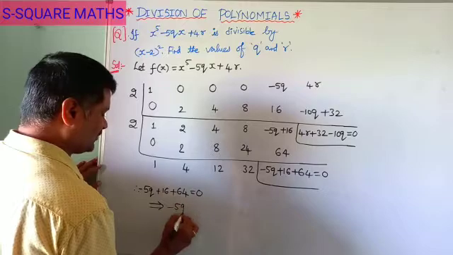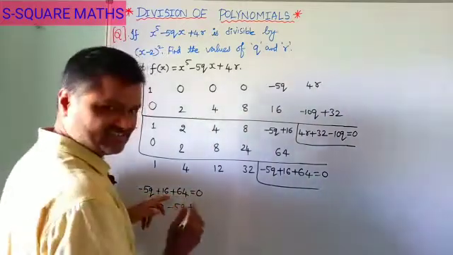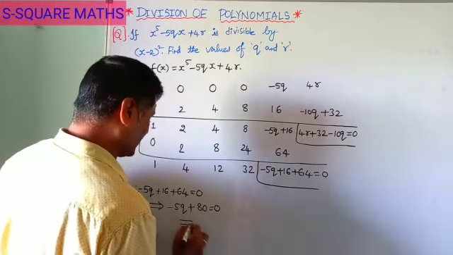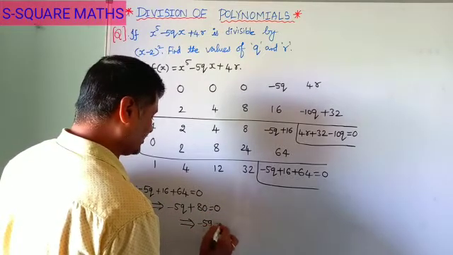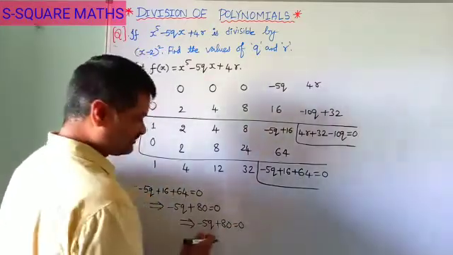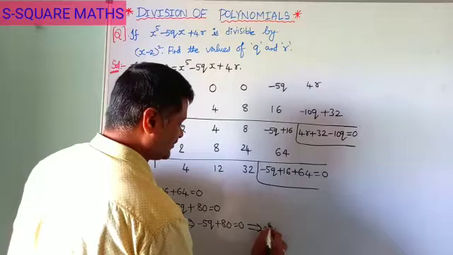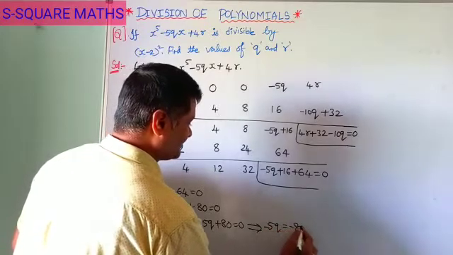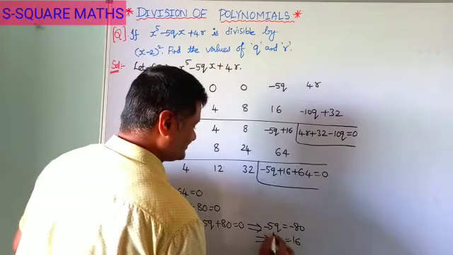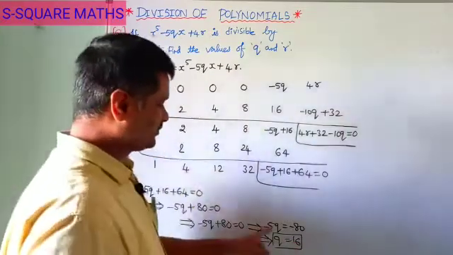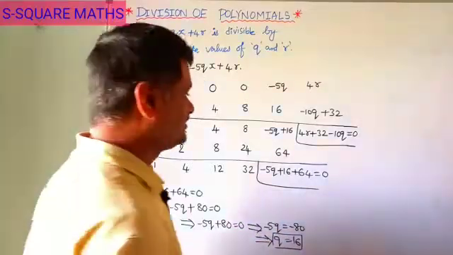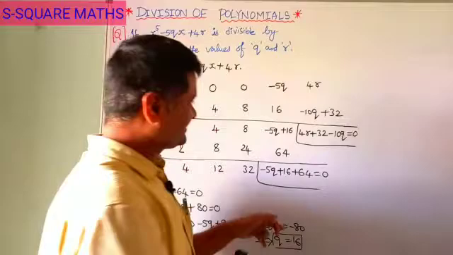Gives you minus 5q, 16 plus 64 is 80, is equal to 0, implies minus 5q plus 80 is equal to 0. So minus 5q is equal to minus 80, implies q will be 16. How is it 16? q is equal to minus 80 by minus 5, which gives you 16. So here we got the 16.